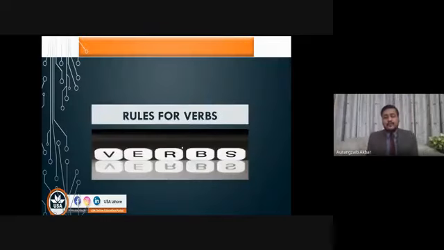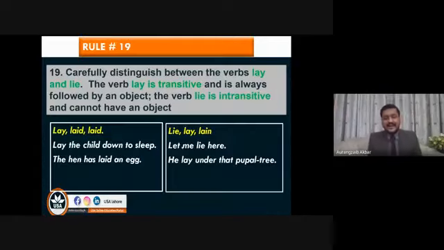Then the rules of verbs which we need to understand as well. Rule number 19: carefully distinguish between the verbs lay and lie. So we need to understand the difference, that they are different verbs. Lie means to tell a lie, whereas lay means to lie down on the bed. Okay, so lay means letna, whereas lie means jhoot bolna. So first of all we need to differentiate between them.